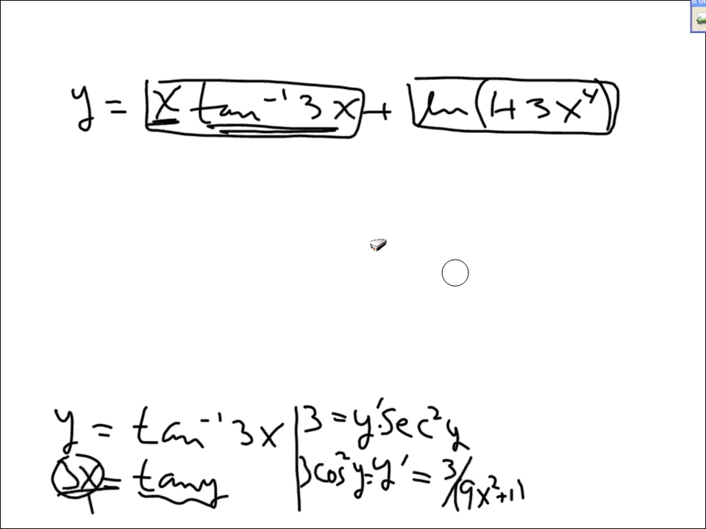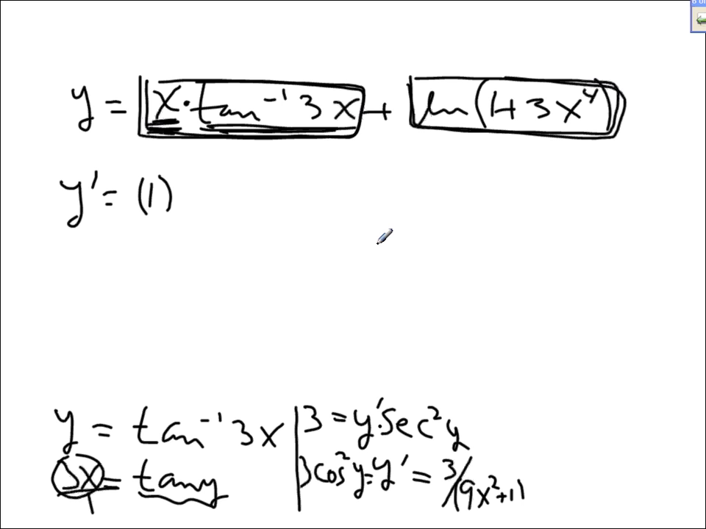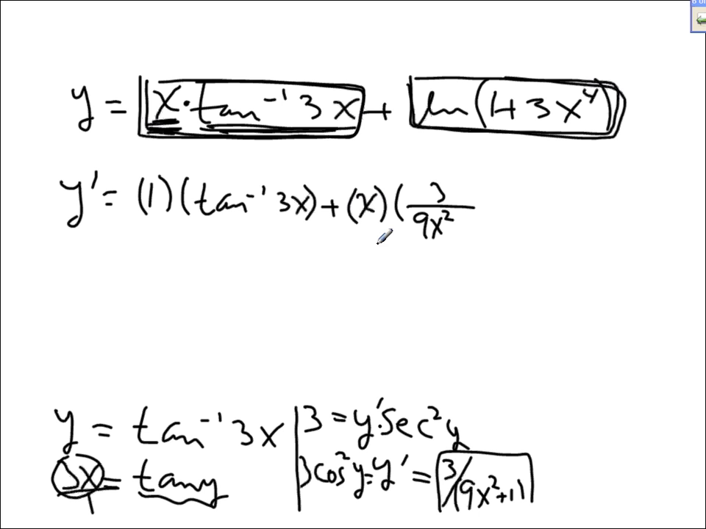All right, so y prime is the derivative of this first, and then we'll add on the derivative of that. Well, this is a product. It's x times the tan inverse. So I use the product rule: the derivative of x, the derivative of the first term, times the second term, plus the first term, which is x, times the derivative of the second term. The derivative of tan inverse of 3x, we just worked out. It is 3 over 9x squared plus 1. And that completes the product rule.